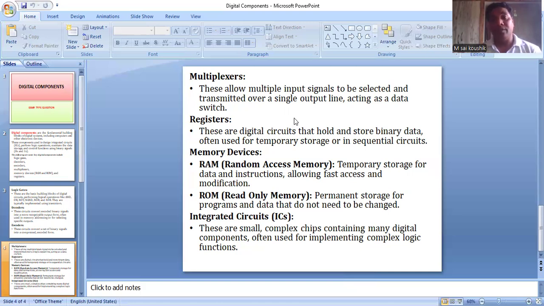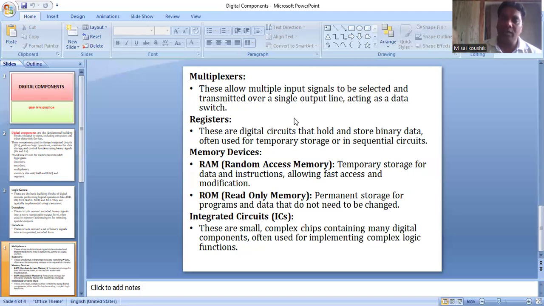Which means more than two inputs will be displayed as one output. You can imagine here, many to one. Many input signals will be represented as one output signal by using a signal. Many inputs will be represented as one output. It is called a multiplexer. But the reverse of the multiplexer, the demultiplexer, means one input signal will be represented as many outputs.